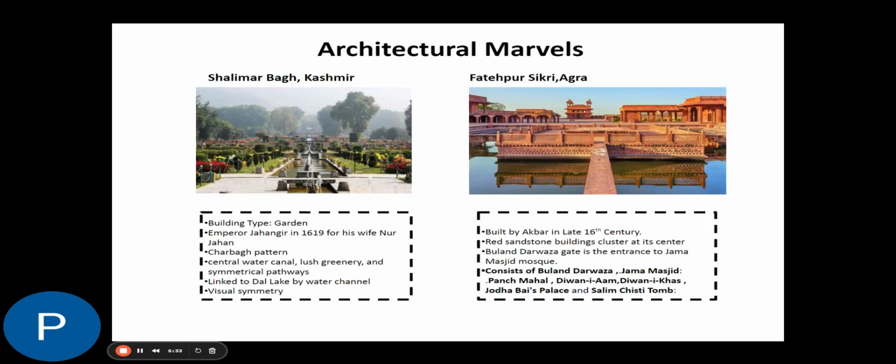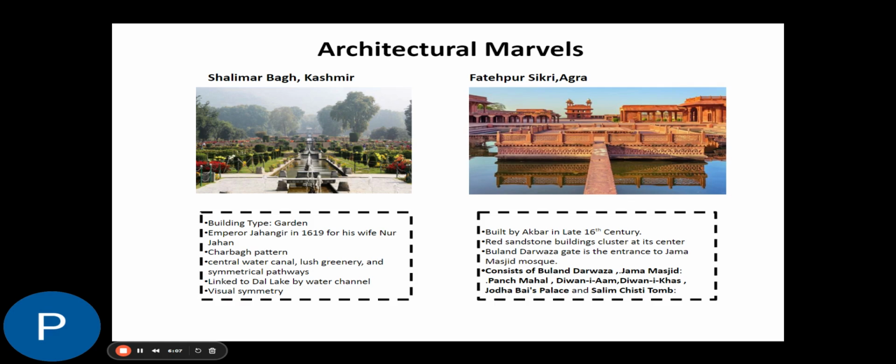Then the next architectural marvel was Shalimar Bagh, Kashmir. It was basically a garden. It was built by Emperor Jahangir for his wife Noor Jahan. The pattern of the bagh was basically the charbagh pattern. It has a central water canal, lush greenery, and symmetrical pathways. It was linked to Dal Lake by a water channel, and it is a perfect example of visual symmetry. Then the next architectural marvel is Fatehpur Sikri.